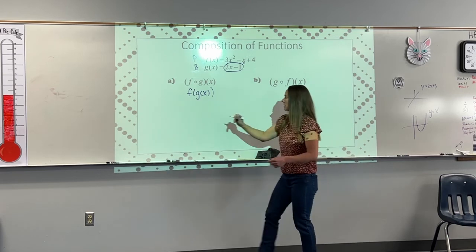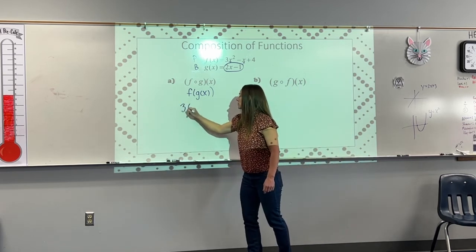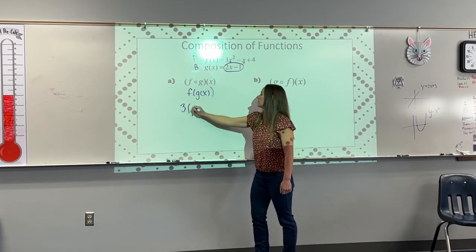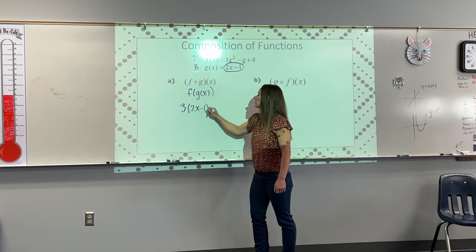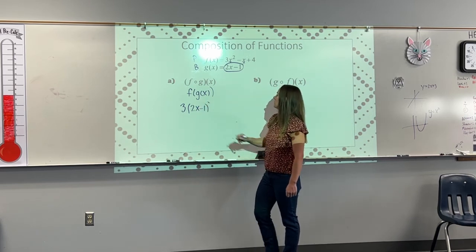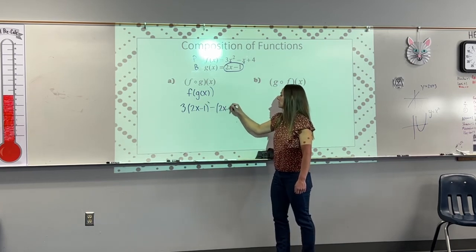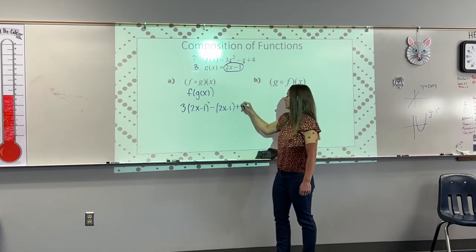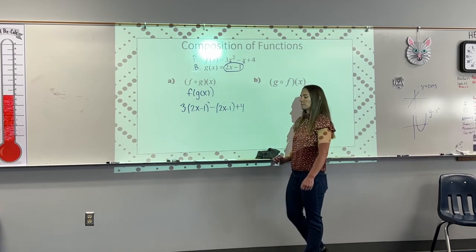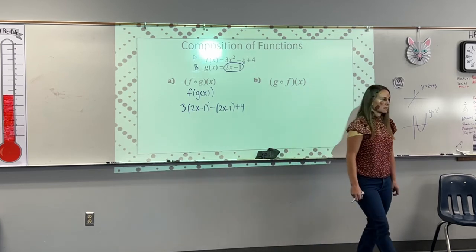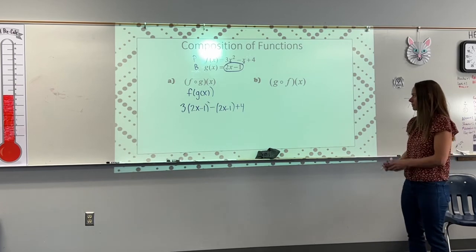Okay, so our answer is gonna be 3 parentheses 2x minus 1 squared minus parentheses 2x minus 1 plus 4. For now, let's just leave it like that. Maybe in the next trimester, I'll have you multiply that through.